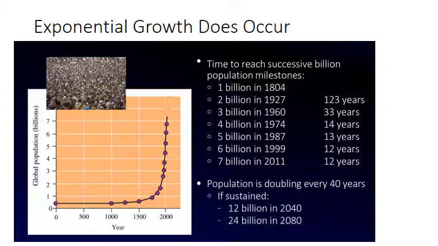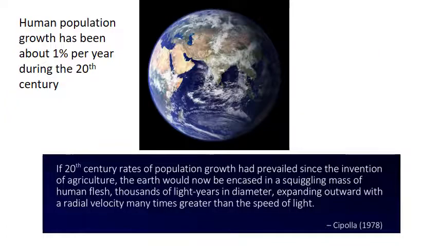Frighteningly, if you look at the population change over time, the population was 1 billion in 1804, and it took 123 years to get to 2 billion. Compare that to the population of 6 billion in 1999, which took only 12 years to become 7 billion in 2011. So the population's doubling every 40 years.